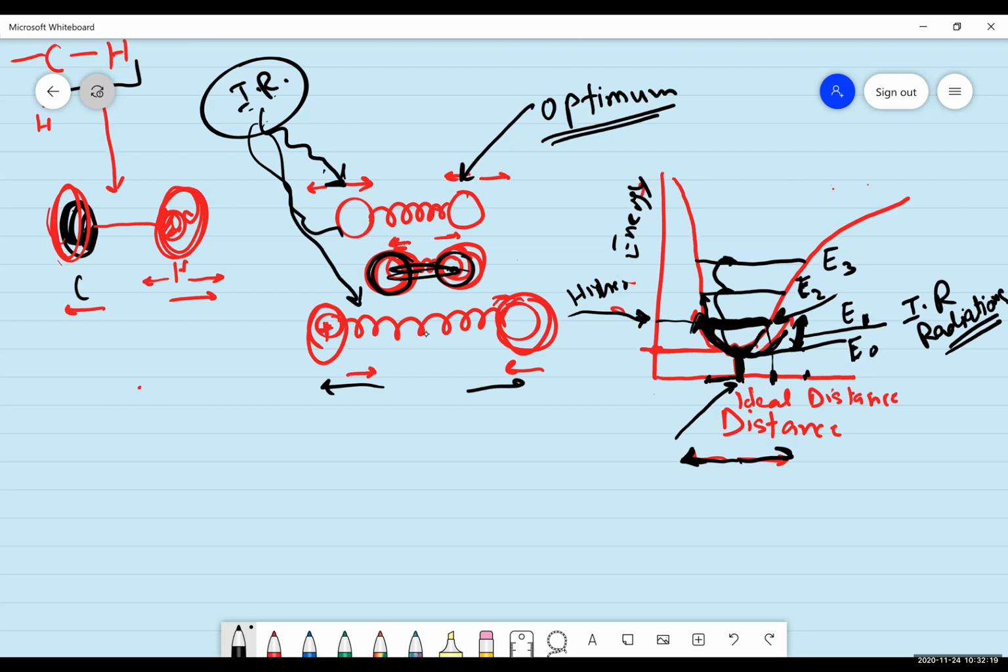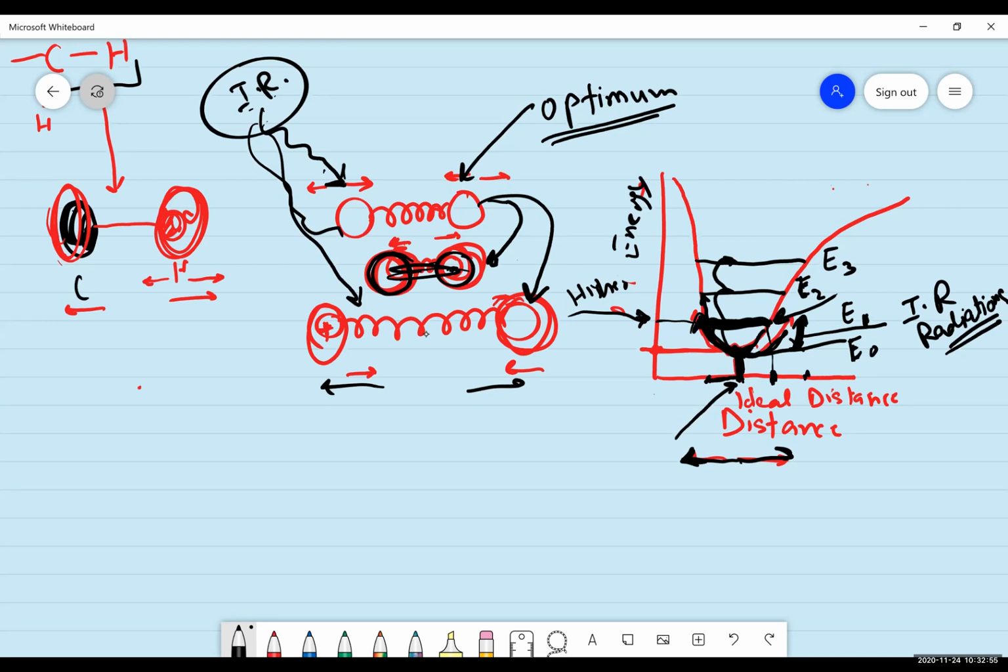And that is the basic principle of infrared radiation. Infrared radiation causes vibrations in bonds, so the bond starts vibrating more. Now these vibrating levels are quantized. It means they need to absorb a specific amount of energy to go from the optimum level to a certain compressed level, or from the optimum level to some expanded level. And how much energy, we'll take a look at in the next slide.